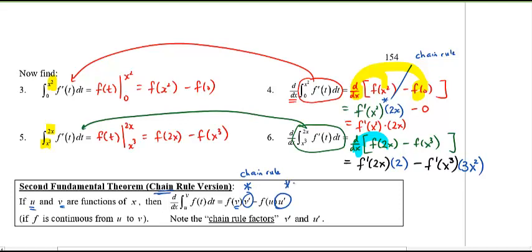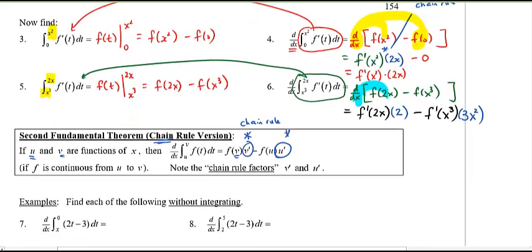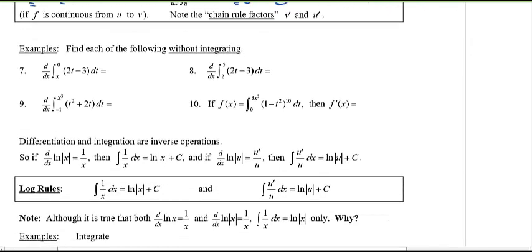Once again, chain rule. Okay, so when you have a function in your limits and they're not equal to x, hello, chain rule. Okay, so continuing with this, can you now find each of the following without actually doing the whole process of integrating and then taking the derivative, because it takes too long?